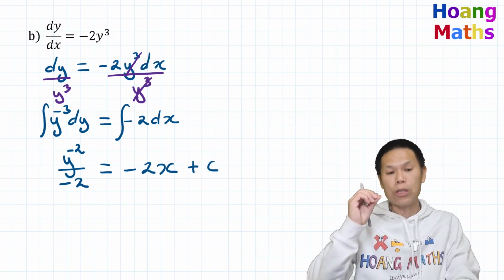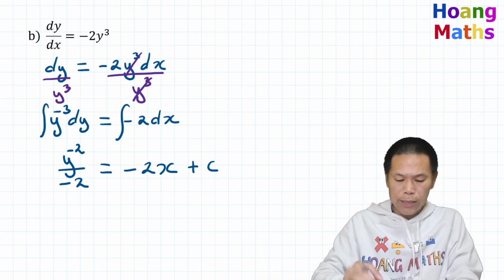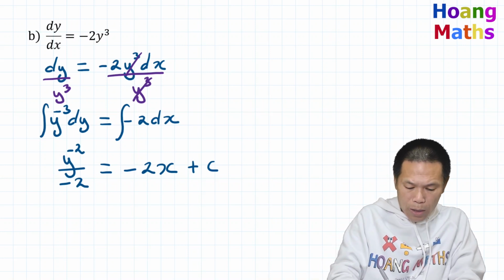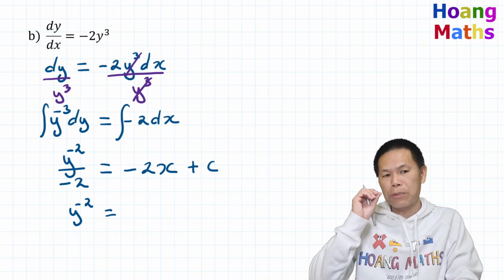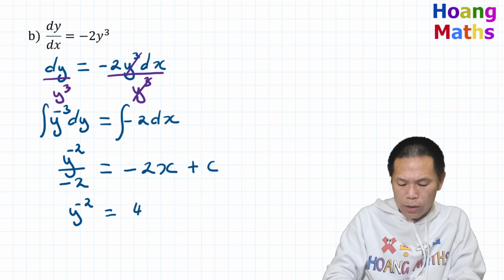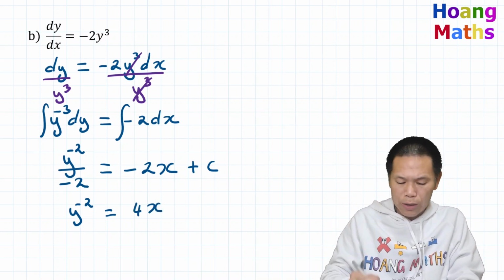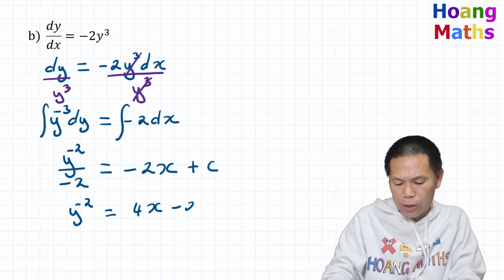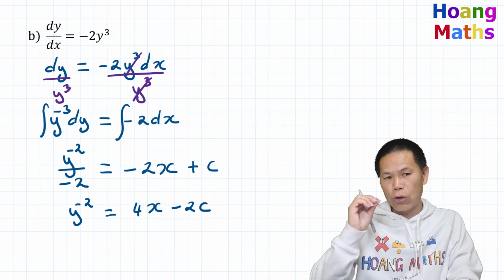There you go. Now we need to solve for y, which is times negative 2 on both sides first. So that will give me y power negative 2 equal, because we need to times negative 2, so negative 2x times negative 2 is positive, okay, so 4x. And positive c times negative 2, so becomes minus 2c. So there you go. So what I do now is I solve for y.